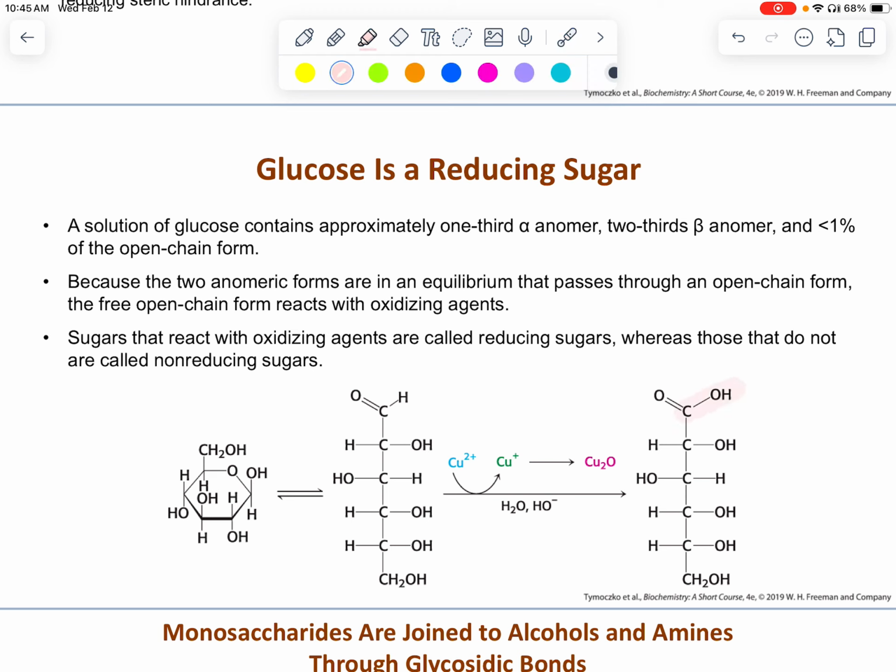You can see right here, it gains that oxygen. It is indeed oxidized. This was, for example, an old technique to test for the quantity of glucose in urine. It was looking for essentially how much of one of these molecules there was, this oxidized version of our glucose.